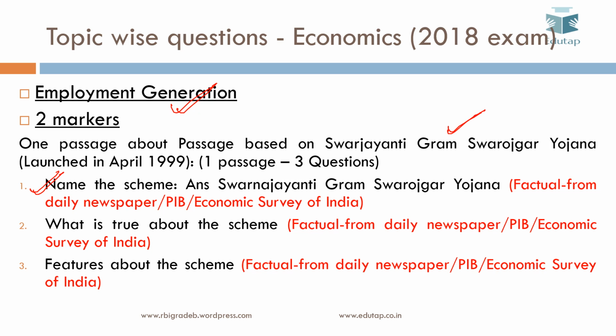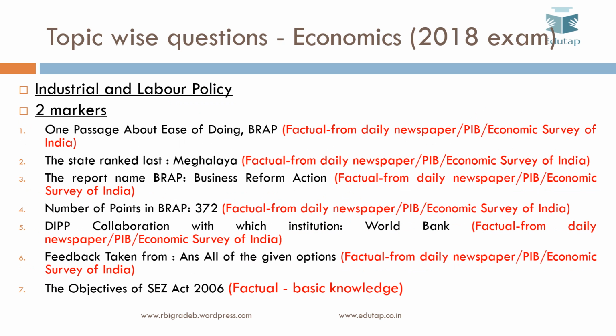And mostly the first question is asked regarding identifying the scheme which is talked about in the passage, right? Then you have what is true about the scheme, so you need to know the features about the scheme. Okay, then again features about the scheme specifically. So you can see that all the three questions were directly based on that particular scheme. So scheme again is a very important component when you talk about current affairs in ESI, right? Now friends, let us have a look at the industrial and labor policy.